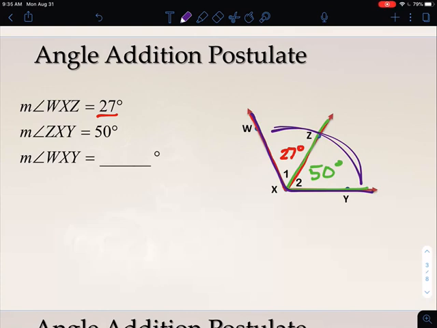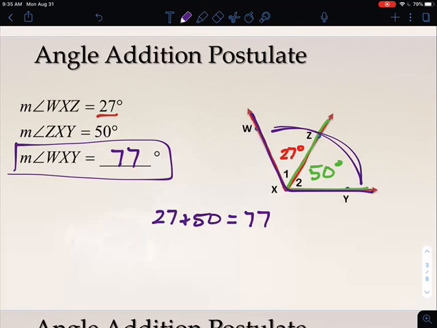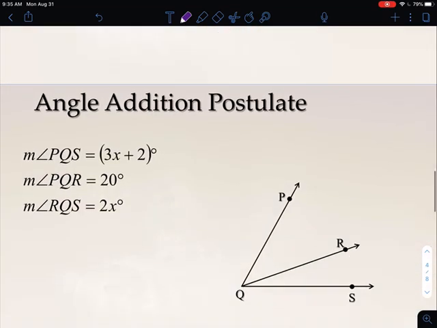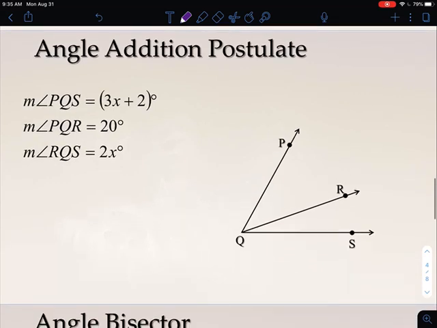So basically what my angle addition postulate says is take one little angle plus the other little angle, and you get the big overall angle. So angle WXY would have to be 77 degrees. So one little plus the other little equals the big. Sometimes it'll be fairly straightforward, where we just get numbers and we're adding them together.